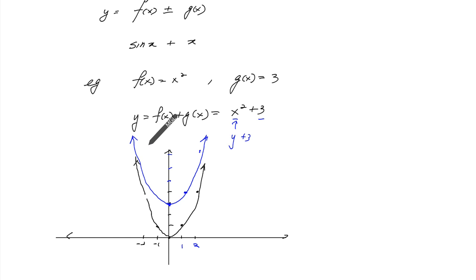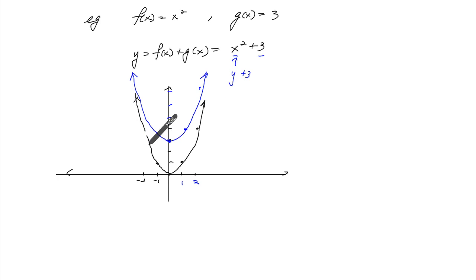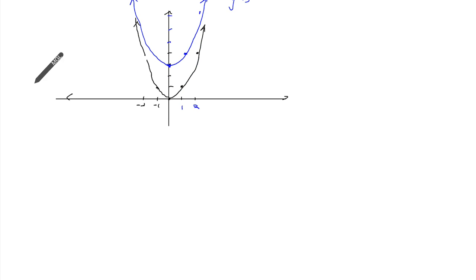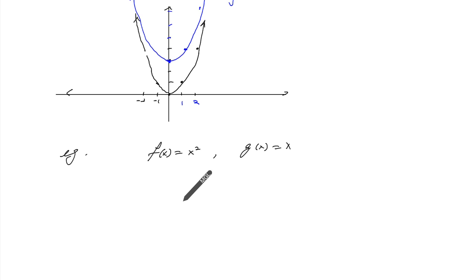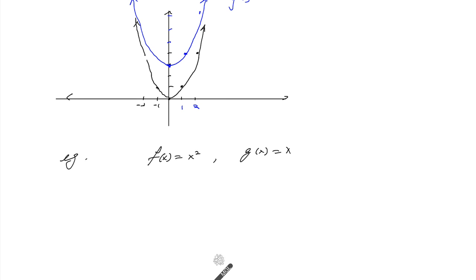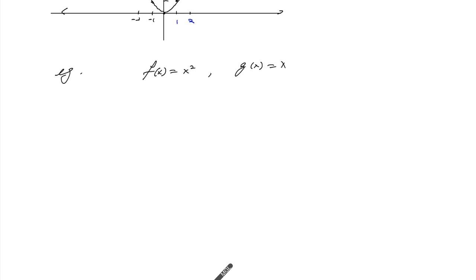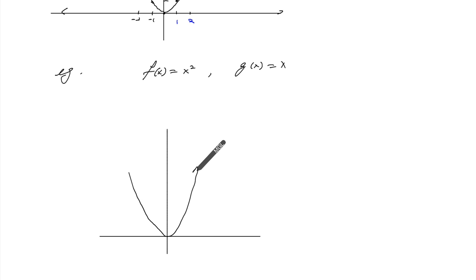Okay, so that's pretty easy. Let's do something a little bit harder. What if we had f of x equal to x squared and g of x equal to x? So here again, draw the parabola roughly. But now we have a line.